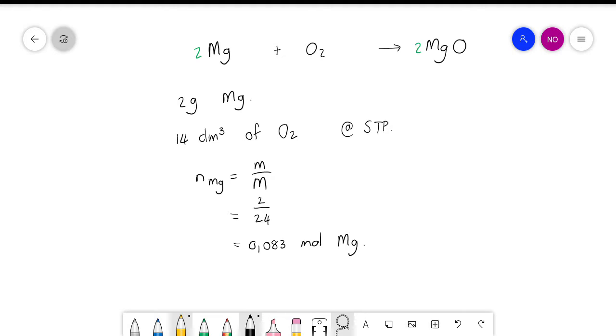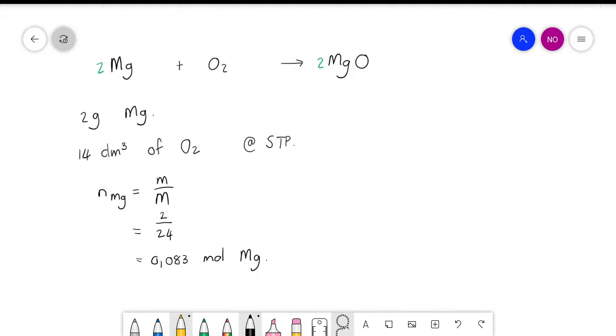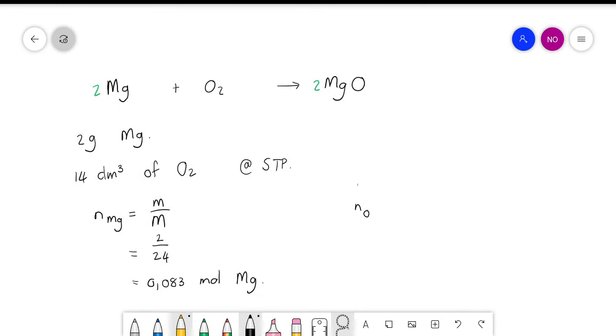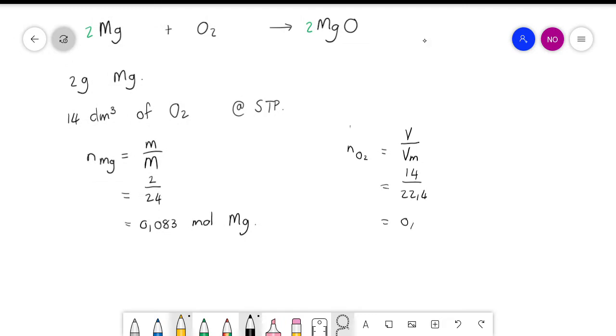It doesn't mean that is how much it's going to form. That is what is available. Stem julle saam? Okay. Van my suurstof gaan ek nou dieselfde ding doen. I'm going to say mole of oxygen. And for that I'm going to use this formula. Stem julle saam? Okay.